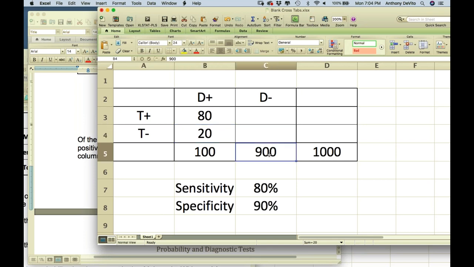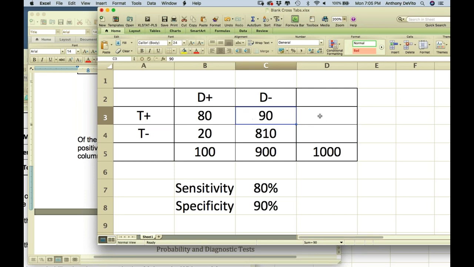So let's go over to our specificity. 900 people don't have the disease. How many would we expect to test negative? 90% of 900 would be 810. You have the right idea, except that you were looking at it from the other 10%. We'd expect 810 people that don't have the disease to test negative. How many people does that leave that test positive? Those are your 90. So the 810 are true negatives, because they tested negative and they don't have the disease. And the 90 are false positives, because they tested positive. Okay, good.